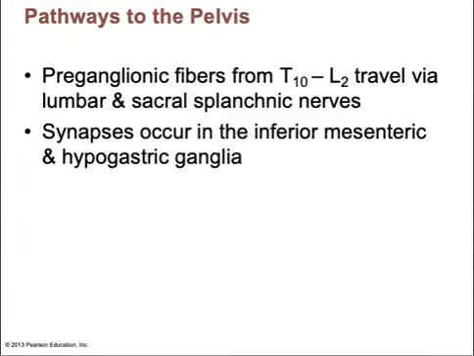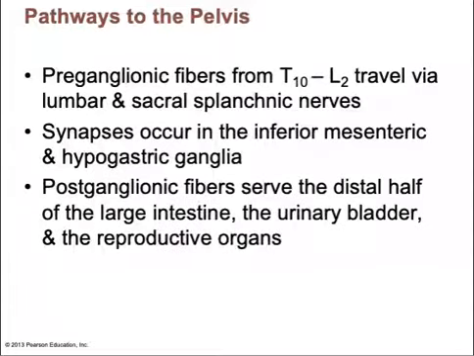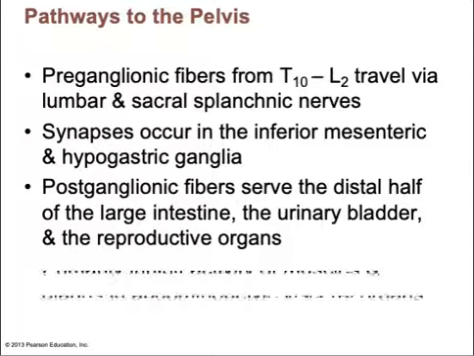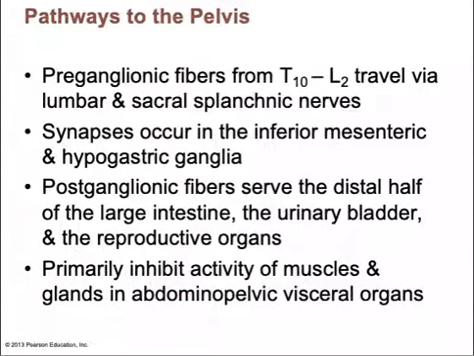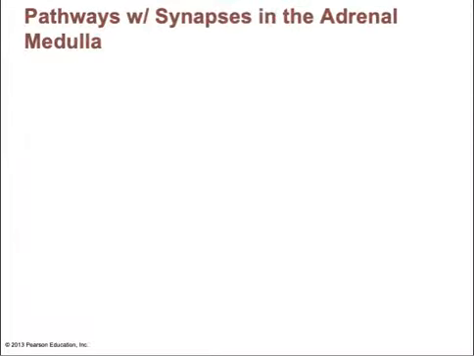Preganglionic fibers from T10 through L2 travel through lumbar and sacral splanchnics, synapsing in inferior mesenteric and hypogastric ganglia. Postganglionic fibers serve the distal large intestine, urinary bladder, and reproductive organs, and inhibit activity of muscles and glands in the abdominopelvic visceral region.